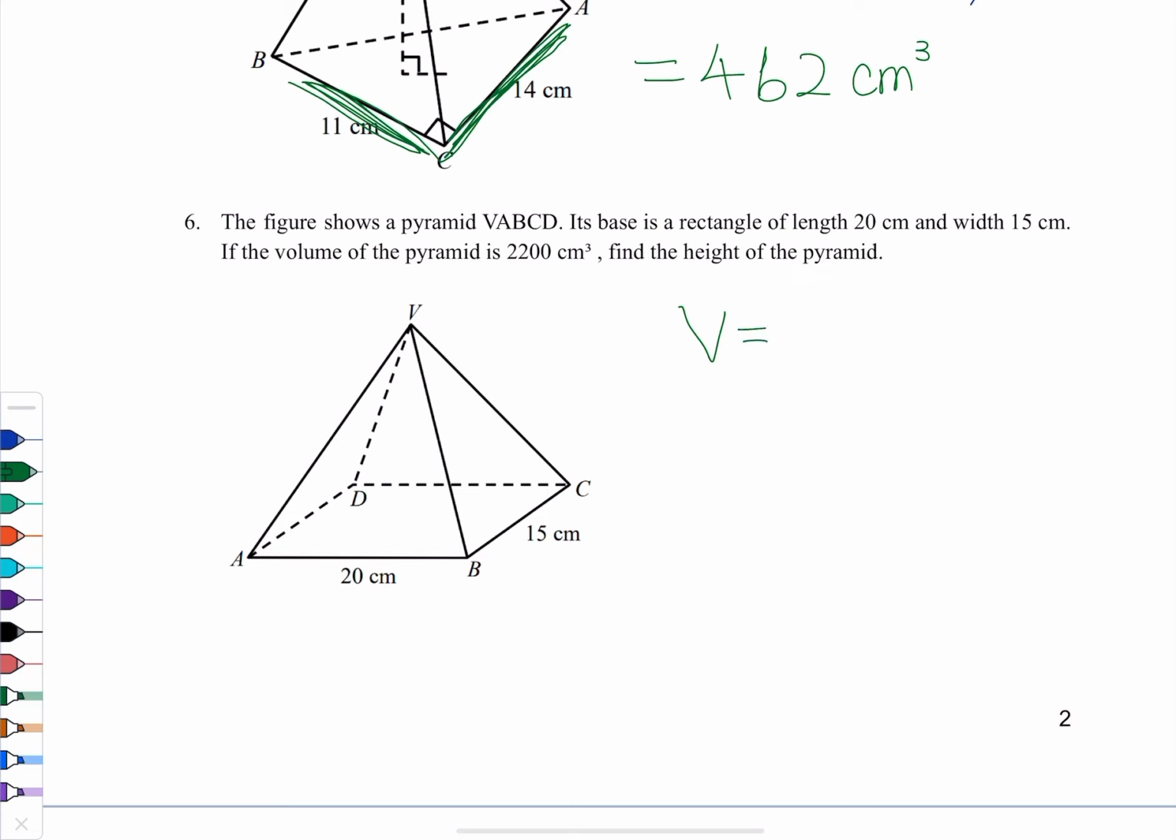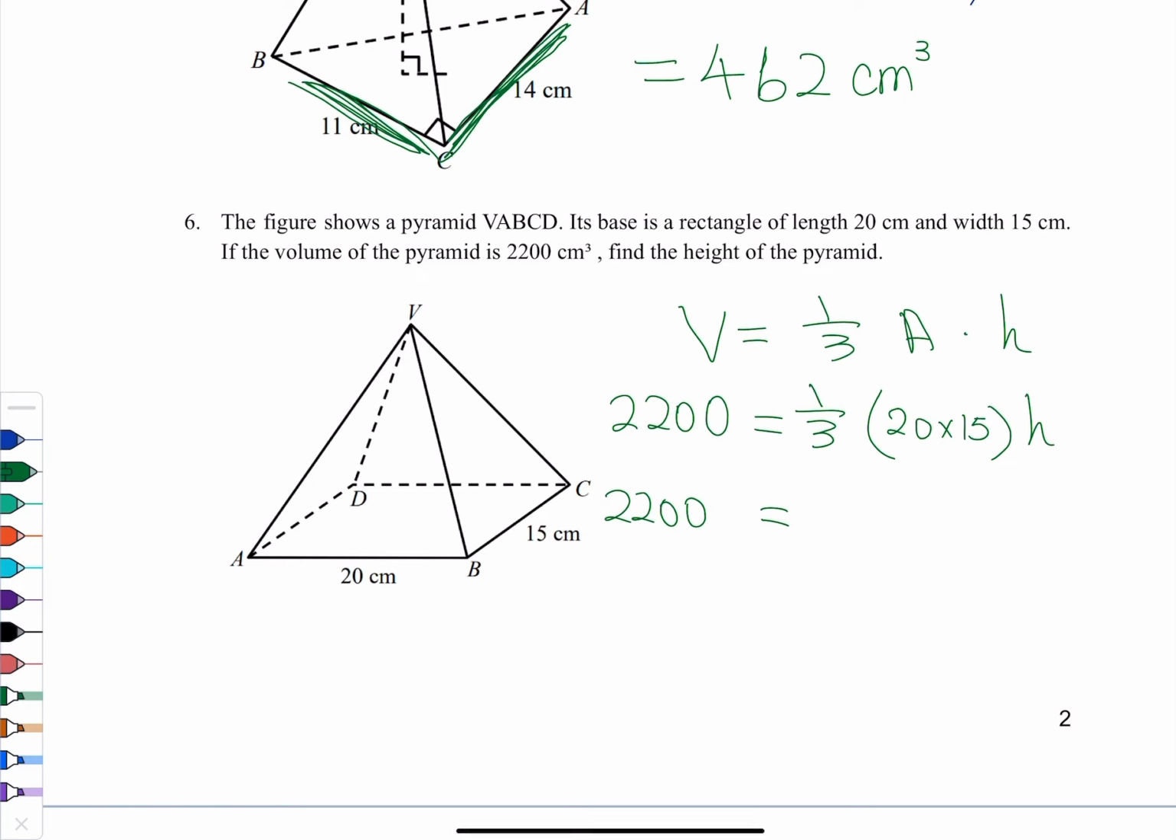Again, volume is 1 over 3 base area times height. Do we know the volume? Yes, we know the volume this time. So you replace that. Do we know 1 over 3? Yes. Do we know the base area? Not yet. How about the height? Also not yet. But base area, we know the base is a rectangle. Rectangle area is length times width. So 20 times 15. Now whatever number that you can calculate, please calculate first. 1 over 3 times 20 times 15, you can get that as 100 each.